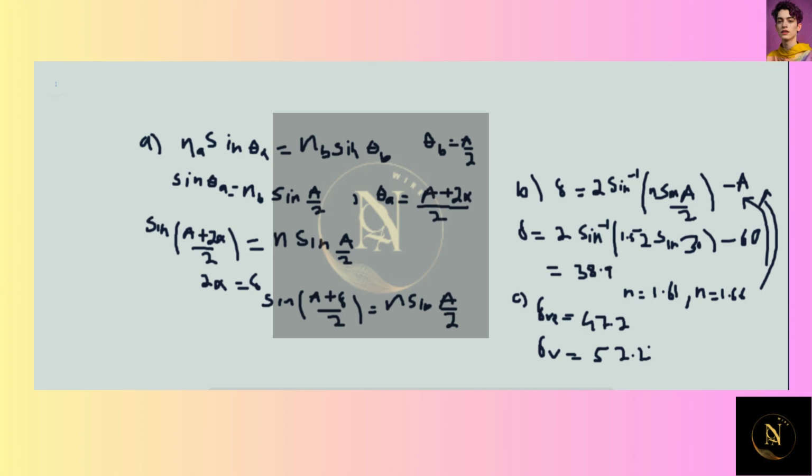Then from here I can find the small delta, the difference of angle between red and violet. I can just plug the values here, which is, for violet 52.2 minus for red 47.2. So the angle difference I get here is 5 degrees.